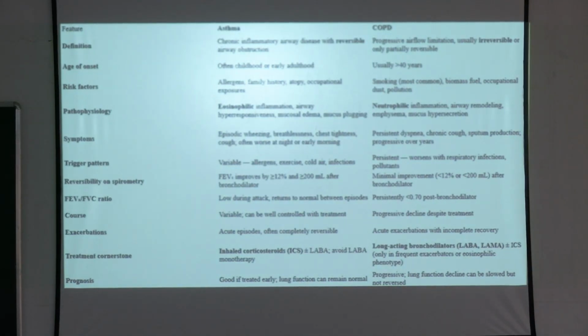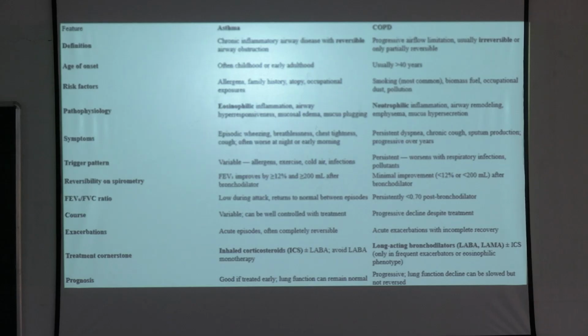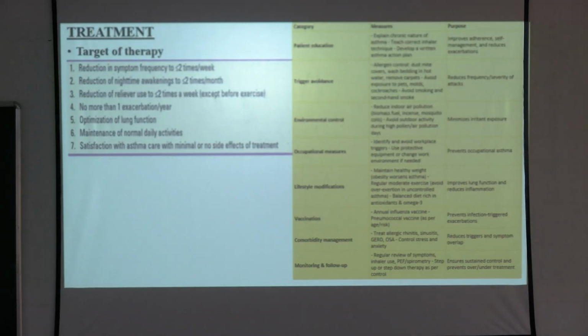So in case of eosinophilic inflammation, the main treatment protocol is giving steroid, inhaled corticosteroid. So in asthma, the mainstay of treatment is ICS, inhaled corticosteroid, whereas in COPD, the mainstay of treatment is bronchodilation. Okay, maybe beta 2 agonist or muscarinic antagonist. So this is the target of asthma therapy.